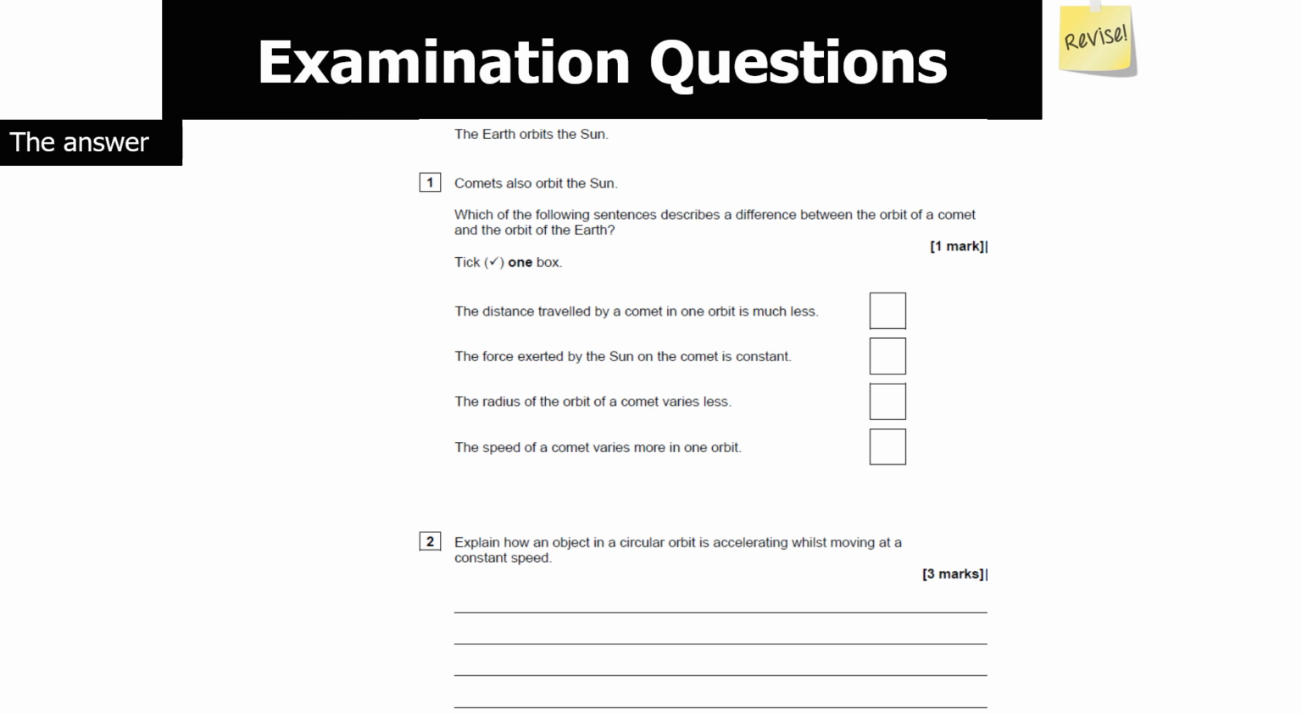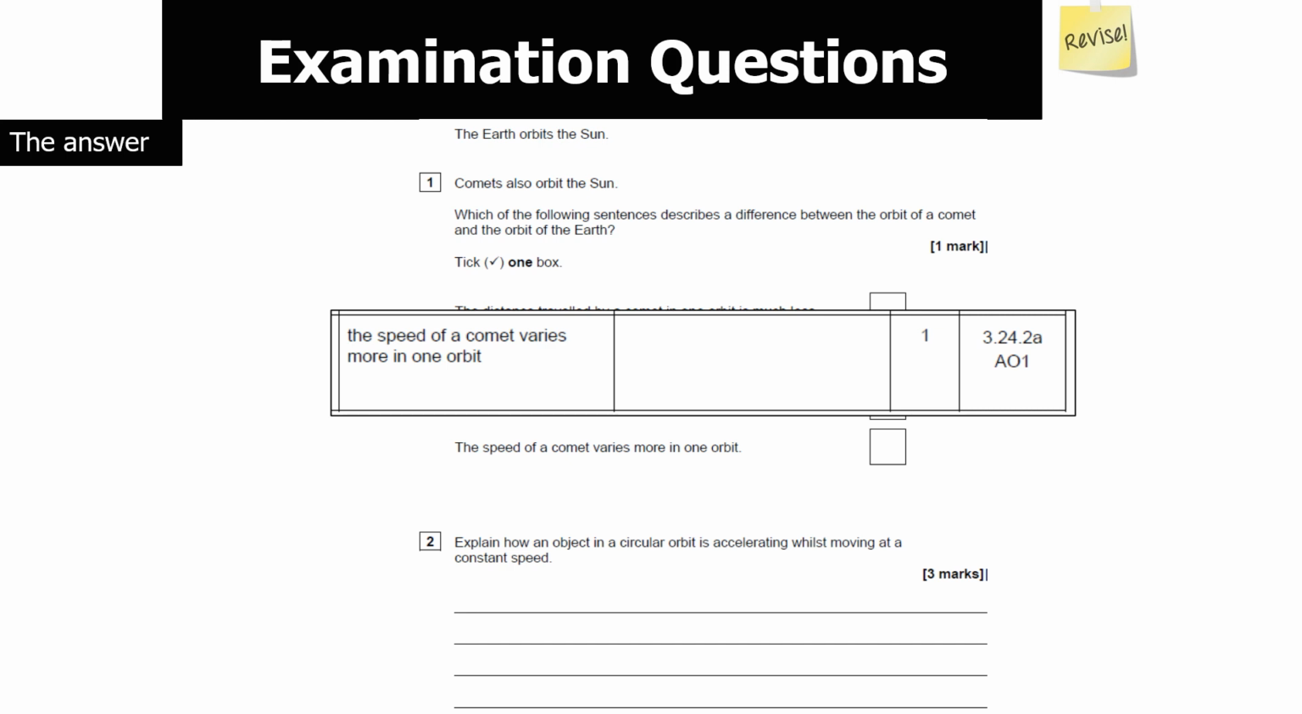Right, in this first one, you've got to be aware of the difference between the orbit of a comet and the orbit of the Earth. You'll note that the orbit of a comet is a lot more eccentric than the orbit of the Earth, because the Earth is a planet, and many planets have stable orbits around their stars.